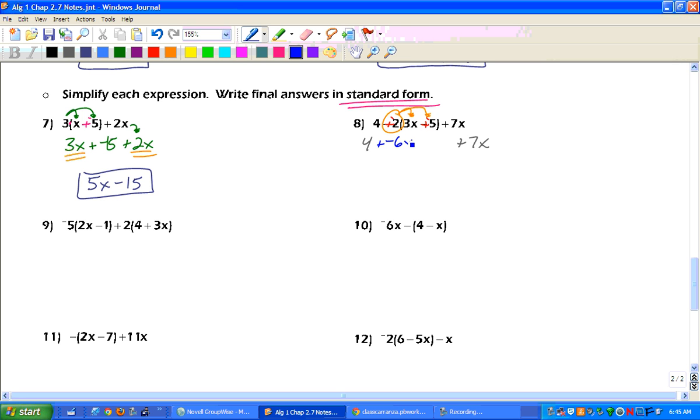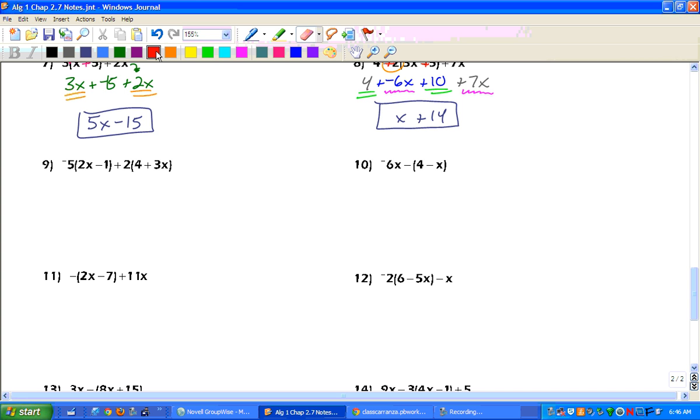All right, but you do have to multiply the 2x times, or the 2 times the 3, and the negative 2 times the negative 5. Go through and combine your like terms, and you get 1x plus 14. Okay, and that is the exact same thing as x plus 14. You do not have to have the 1 there.